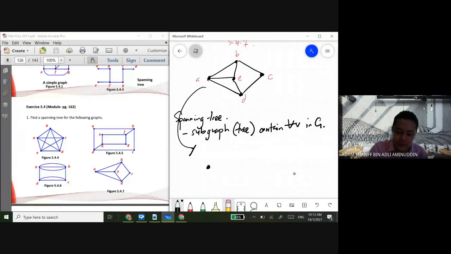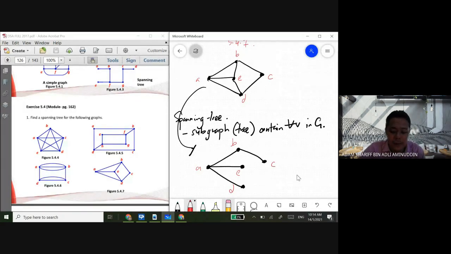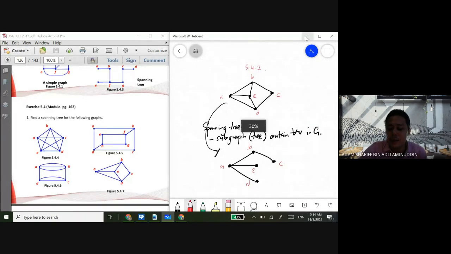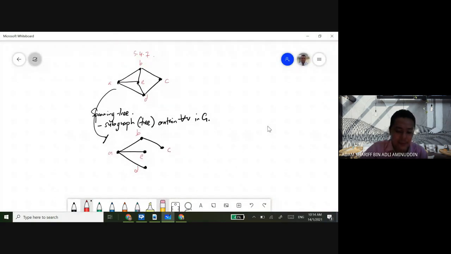Banyak. So katakan saya ambil A, B. Make sure when you try to take out the spanning tree, you don't accidentally create a circuit. Itu saja. So memang banyak spanning tree kat dalam ni. Okay, A, B, E, D dan saya ambil C. Contains all of the vertices. We don't create a circuit. Then this is one of the spanning trees. Banyak spanning tree kat dalam ni.